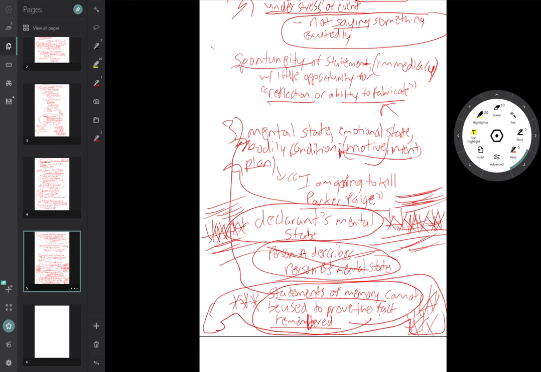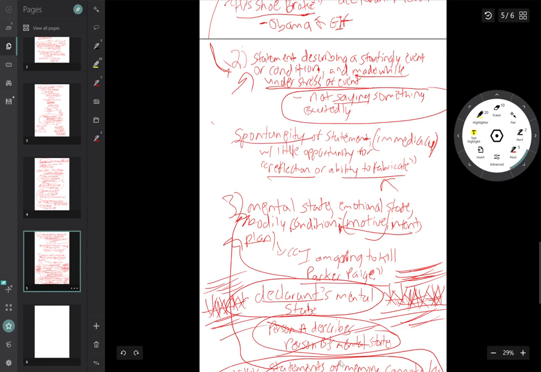803(3) is narrowly tailored to be simply reflective of whatever the declarant's mental state was at the time. It can't be used to backdoor in memories, okay?